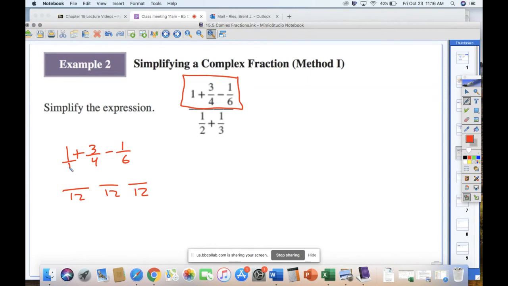I think to myself, how did I go from 1 to 12? Well, I took it times 12. I better do the same on top. 1 times 12 is 12.